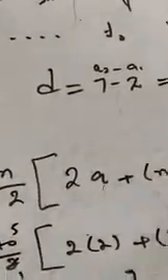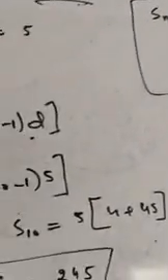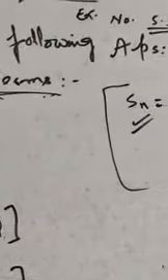I have already told you in the last video how we can find the sum. The sum of the n terms is equal to n divided by 2 into 2a plus n minus 1 into d. If we know the number of terms, the first term, and the common difference, we can easily find the sum of the terms by this formula.